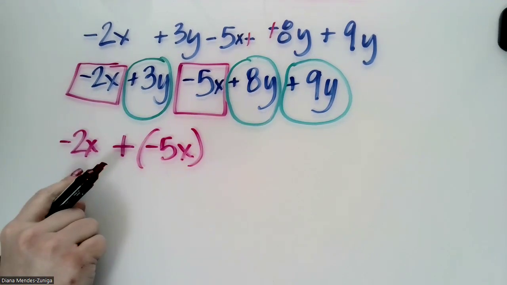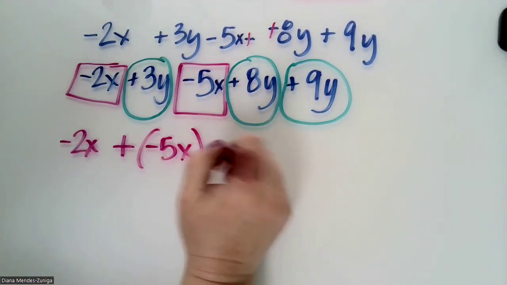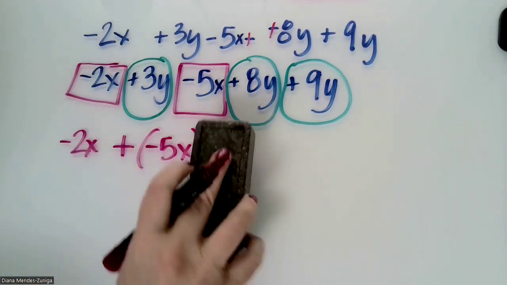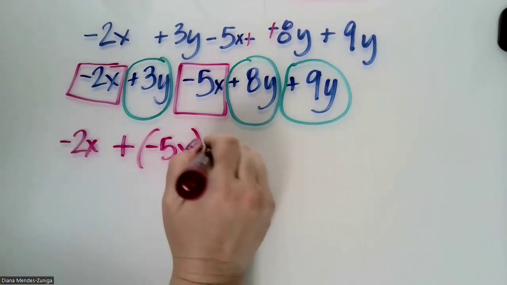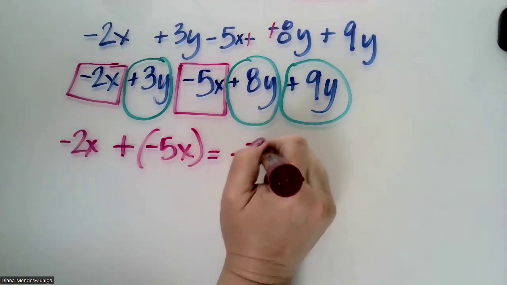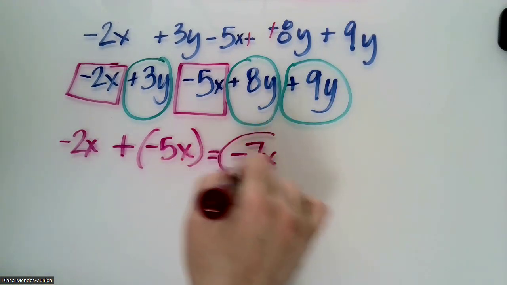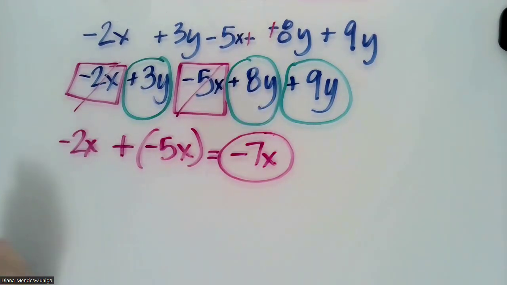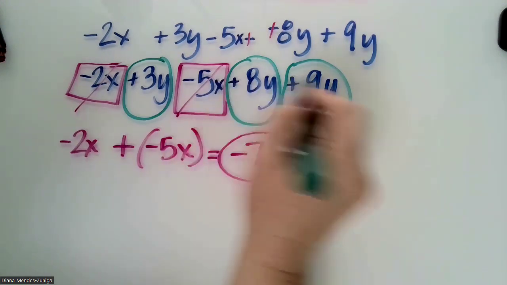Now, when you put this into your calculator, this would be a -2 plus a -5. That gives us a negative. Let me rewrite that a little more clearly. Gives us a -7x. So that is one part of our answer. Now we've done these. We can go ahead and cross these out if we want to, just to get them out of the way. And let's do this here.